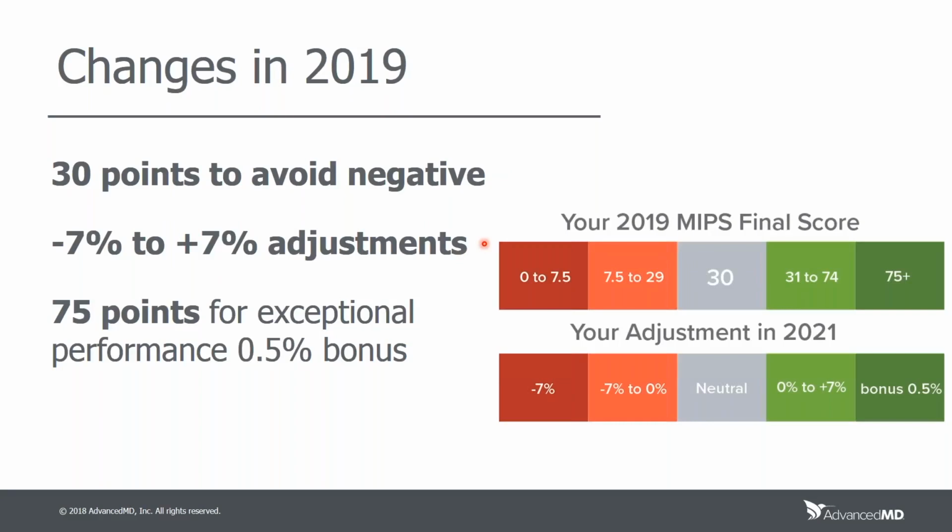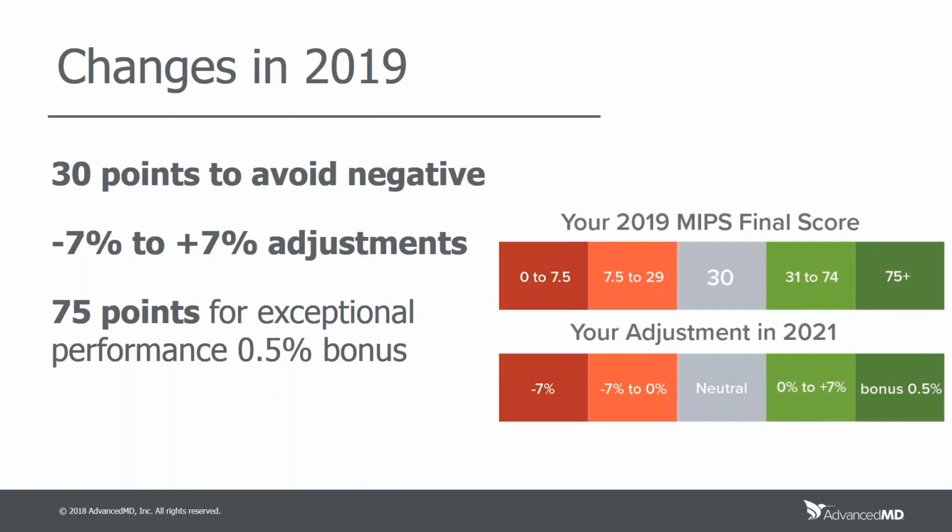How big of an adjustment? For 2019 final score, it will adjust your payments for Medicare in 2021, and those payment adjustments will range from -7% up to +7%. The exceptional performance bonus, you need to get at least 75 points to qualify for the exceptional performance bonus. And the whole program itself was designed to be budget neutral. So those getting the negative adjustments, those negative adjustments are what pay the people who have worked to get some positive adjustments out of this.